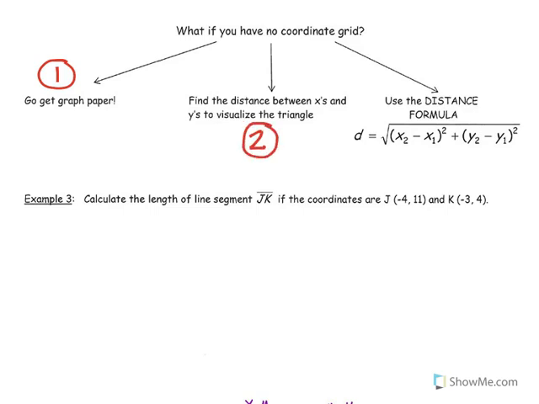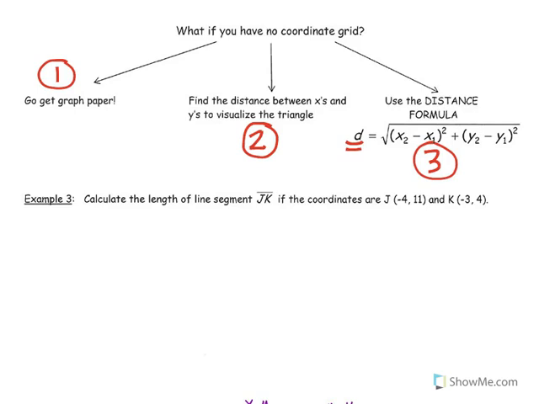Another option is to find the distance between your x's and y's and visualize that triangle. And then the third option is to use the distance formula. This formula will always get you the distance, the length, d. Let's use method number 2 for this example.